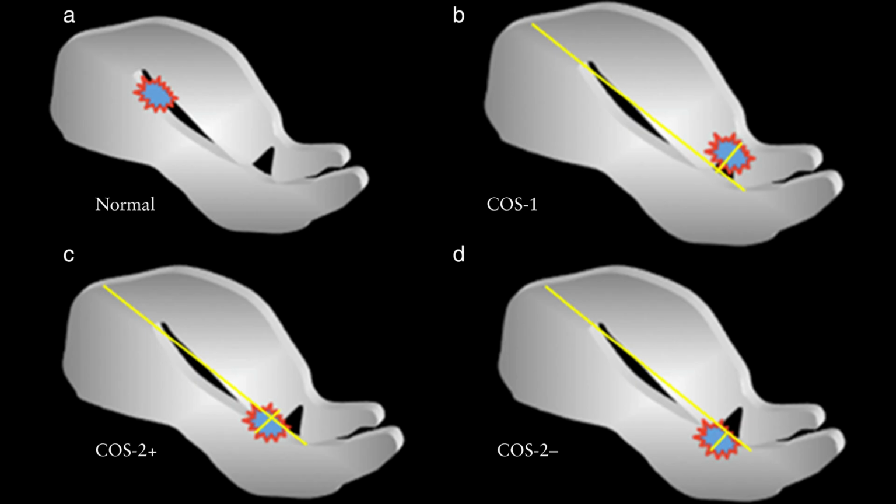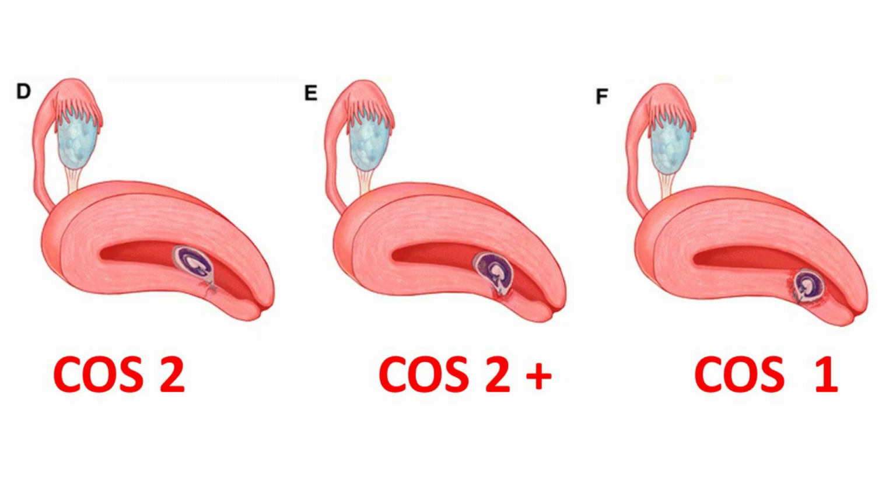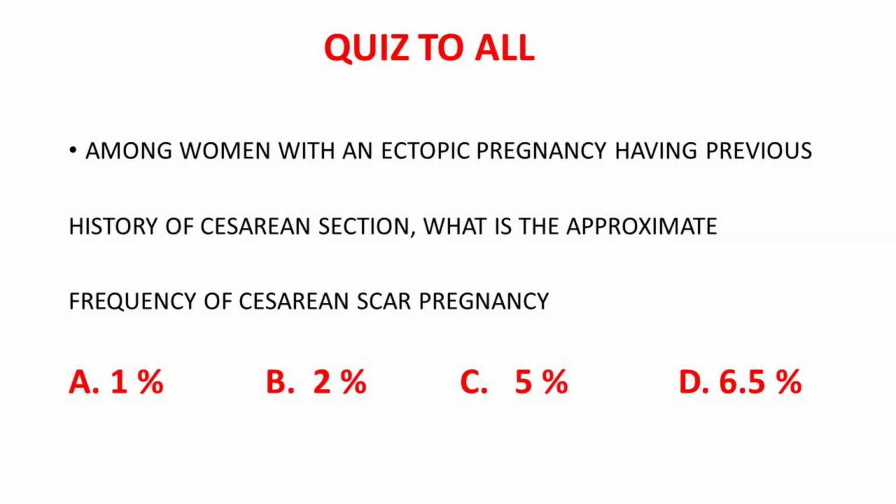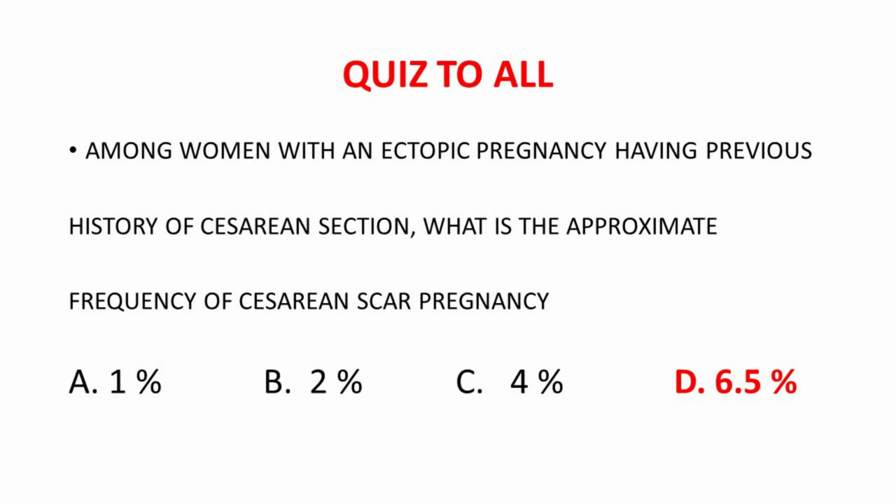Okay, after a long discussion about CSP, Caesarean scar pregnancy, we are in the final stage with the quiz answer pending. So I'll repeat the quiz. Among women with an ectopic pregnancy having previous history of cesarean section, what is the approximate frequency of cesarean scar pregnancy? We have seen 1%, 2%, 3, 5% and 6.5%. The answer is D, 6.5%.